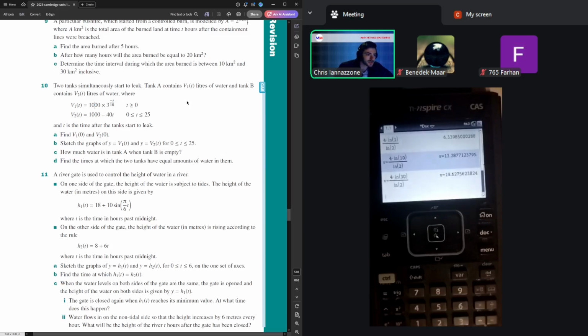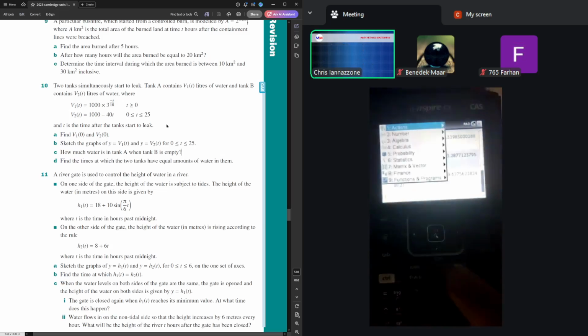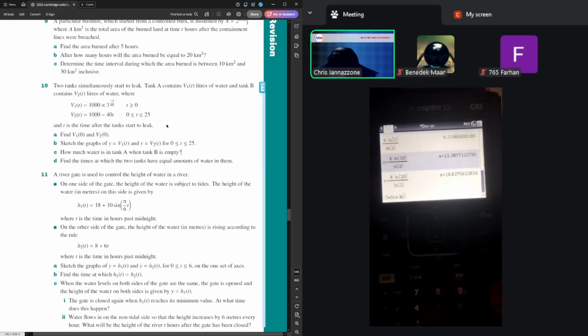Sketch the graphs. Sure, we could do that maybe if we need to answer it for part C or something. How much water is in tank A when tank B is empty? It's a nice enough question. So let's start by making sure we have both of our functions defined so we can work with it. And while I'm defining this, if someone would like to take a stab at it, feel free.